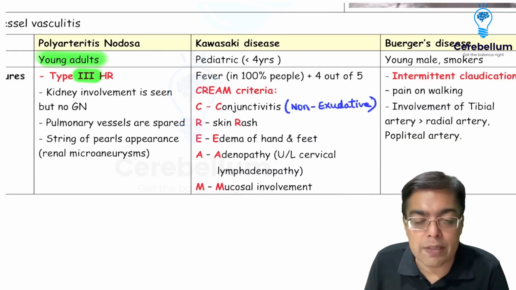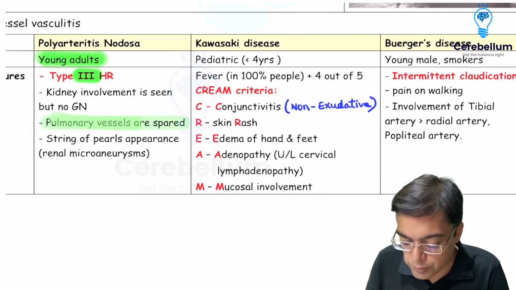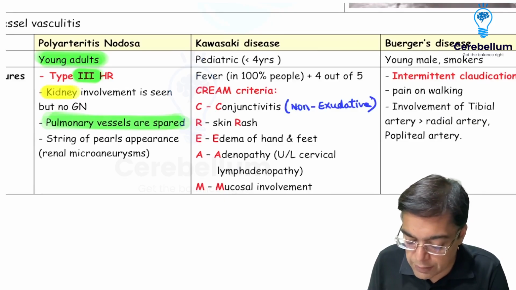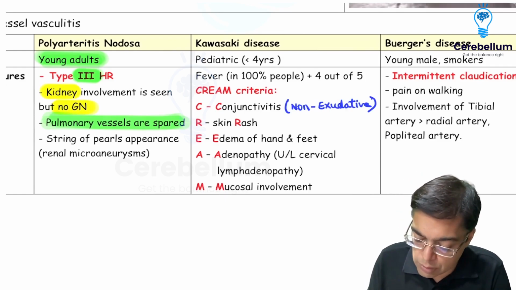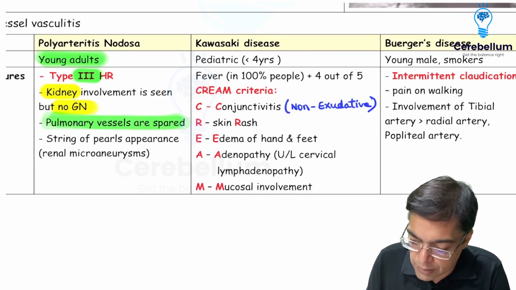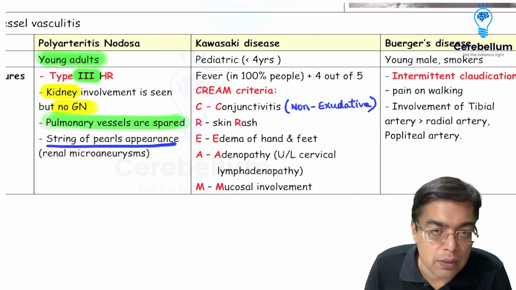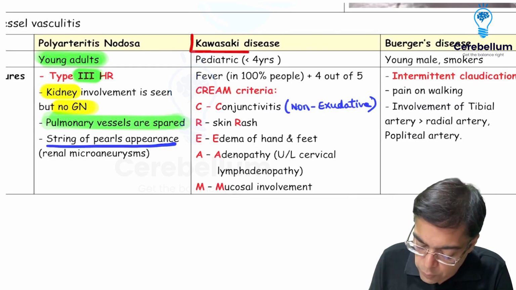Even though multiple vessels can be affected in the body, what we need to remember is that the pulmonary vessels are going to be spared. Another characteristic finding: patients can have renal involvement, but we do not find any glomerulonephritis in such patients. Because of the presence of inflammation at multiple areas in the vessel, patients can develop a patchy fibrosis, which is associated with the name string of pearl appearance.